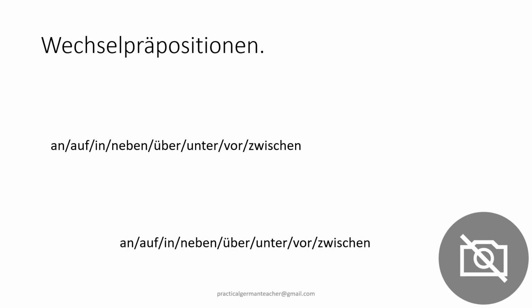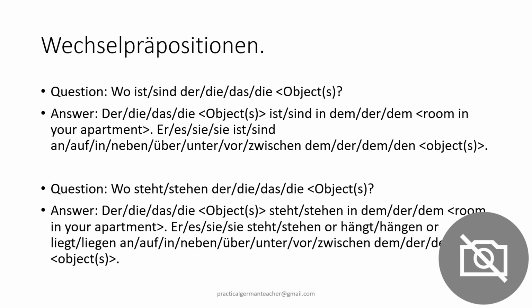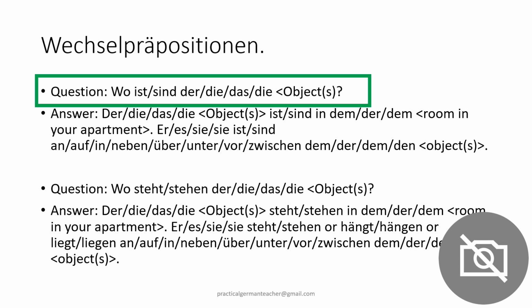Now there will be times, all right, I already gave you that information. So let's move on to the next slide. Okay, here is the syntax that you need to use Wechselpräpositionen. Please focus on the first question. You use the W word wo, then you have the verb sein. The verb sein usually does not imply any action or movement, so here the object is in nominative form.